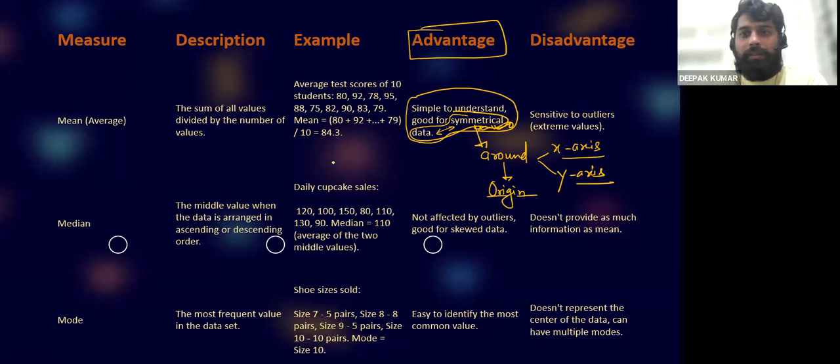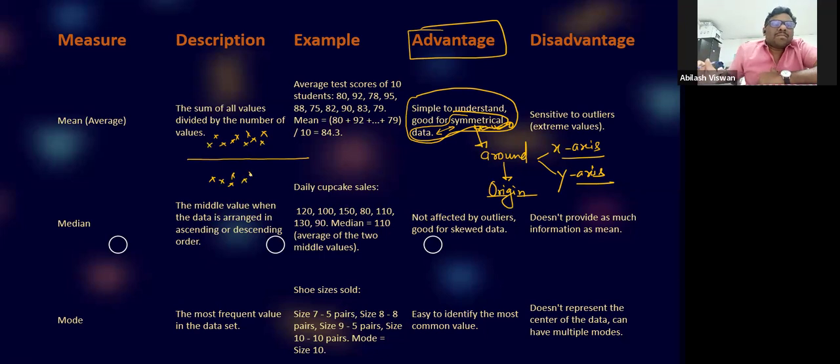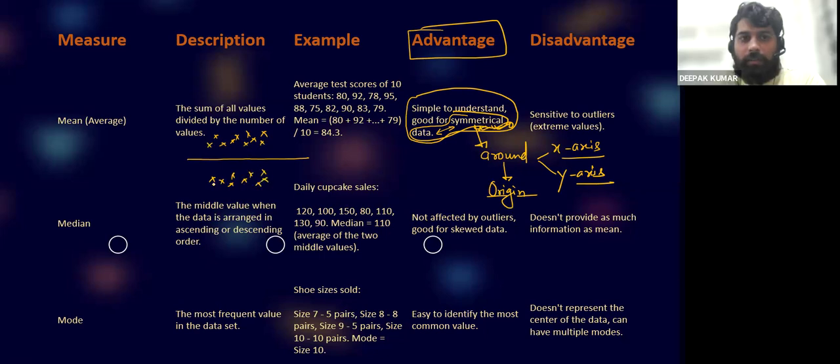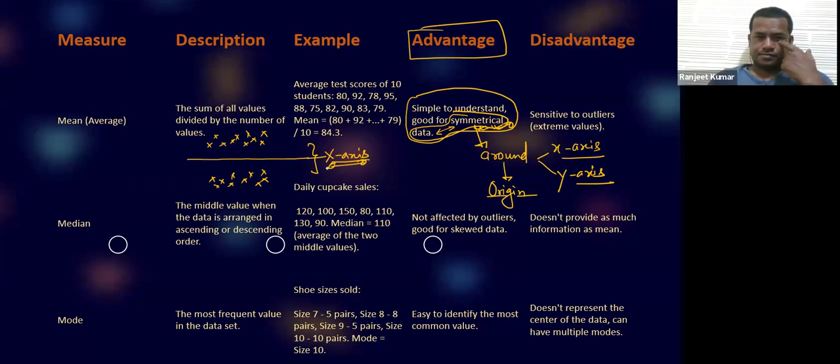What is the meaning of it? When the things are symmetrical around the x-axis, please make a note of it: as much data is above the x-axis, so much data is below the x-axis. So we call it symmetrical around what? X or y? Which axis is this? Am I audible? Yes, sir. Yes, x-axis.